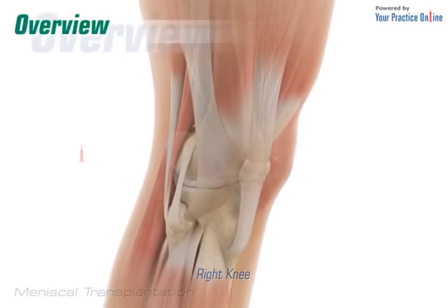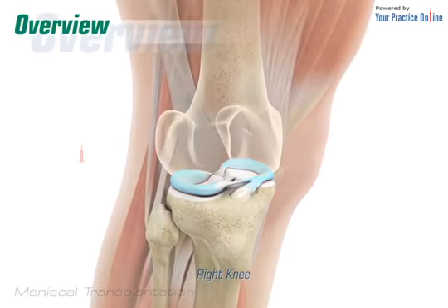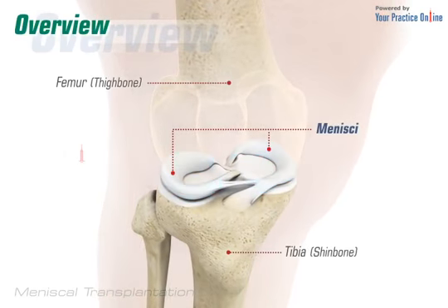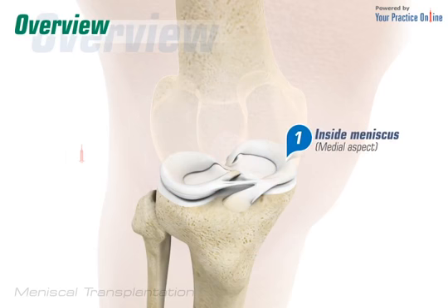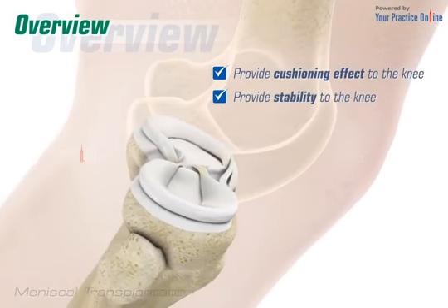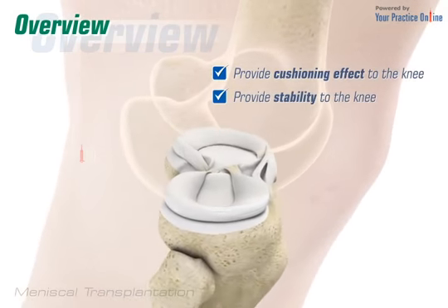The meniscus is a C-shaped cartilage ring that acts like a cushion between the shin bone and the thigh bone. Each of your knees has two menisci, one on the inside, medial aspect, and the other on the outside or lateral aspect of your knee. Apart from the cushioning effect, the menisci also provide stability to the knee.